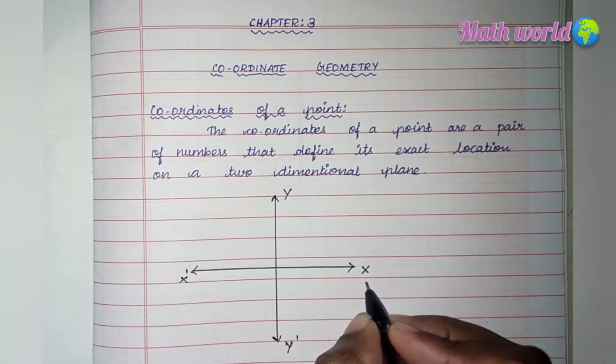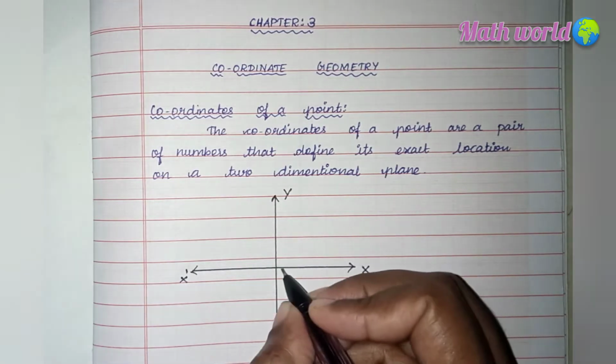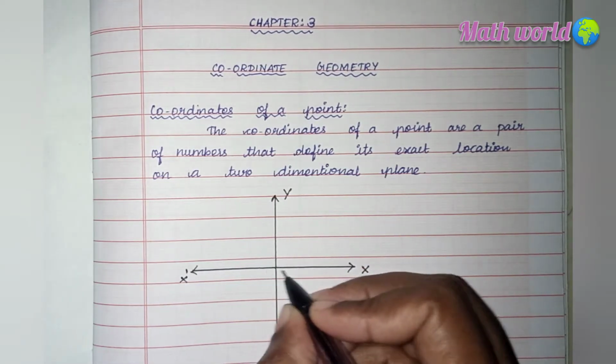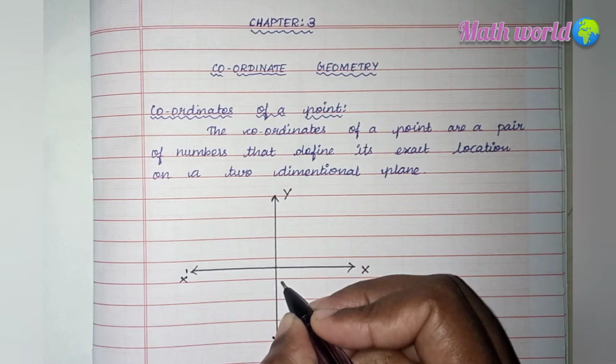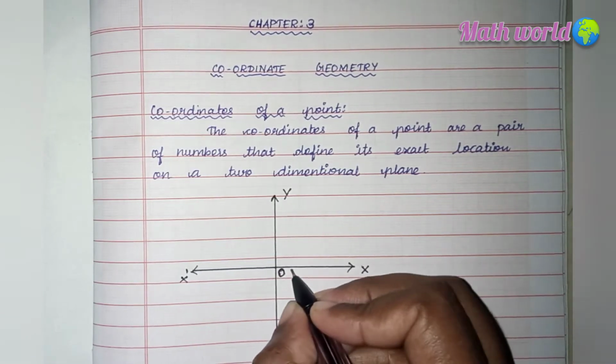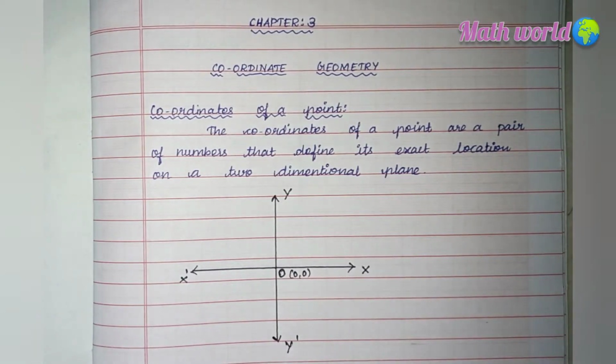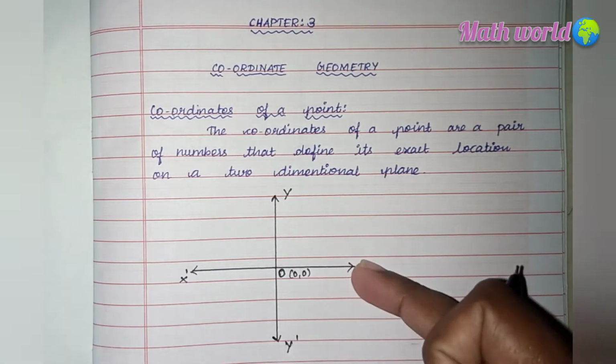The x-axis is most commonly a horizontal axis. The y-axis is always the vertical axis. The center point, otherwise the point of intersection of these axes, is called the origin. This is O, and O means 0, 0, where they intersect. So this point is called the origin.